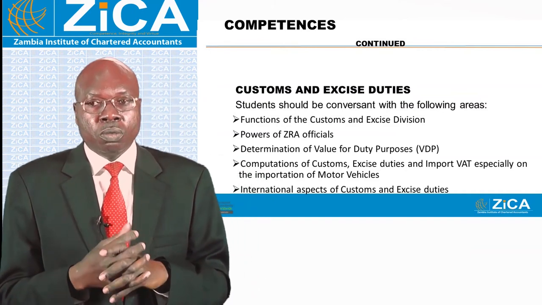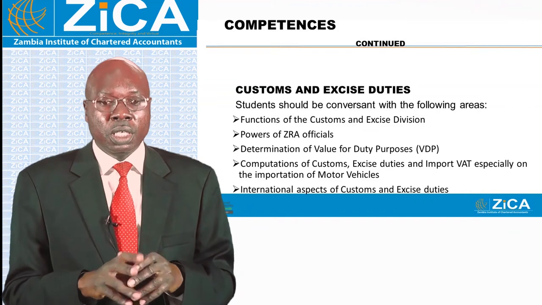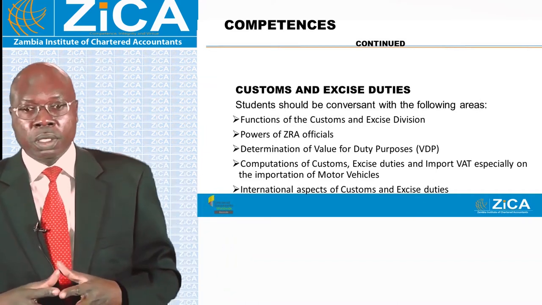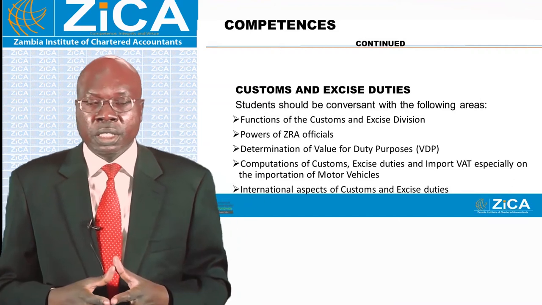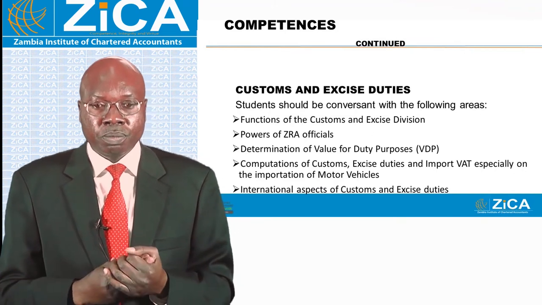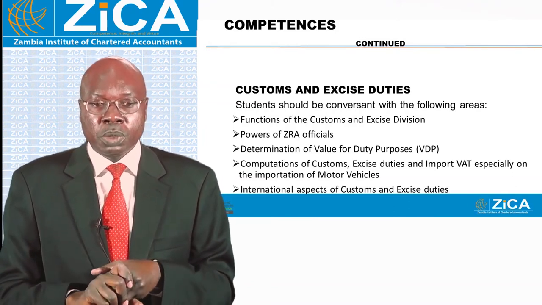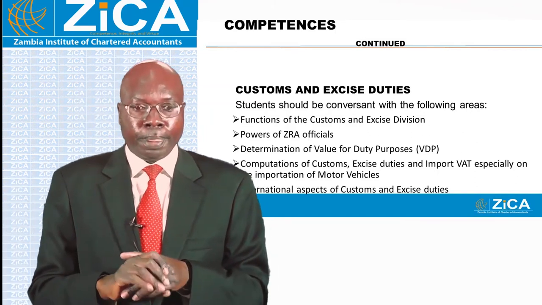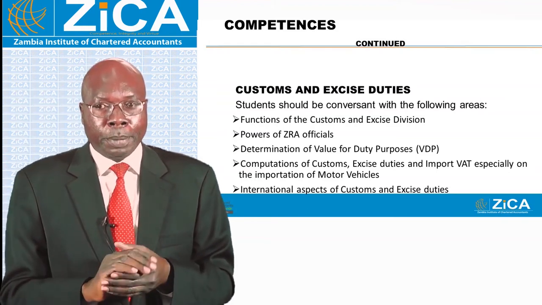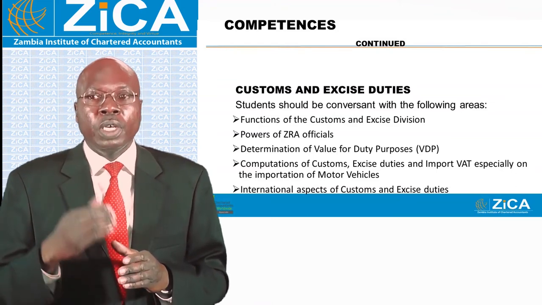The first point which students should be able to demonstrate in terms of their competencies is functions of the customs and excise division. So VAT is under the direct taxes division, and customs and excise division is a division which regulates customs and excise duties as taxes. So what are the functions of the customs and excise division? Number one, which is actually obvious, is to raise revenue for the government.